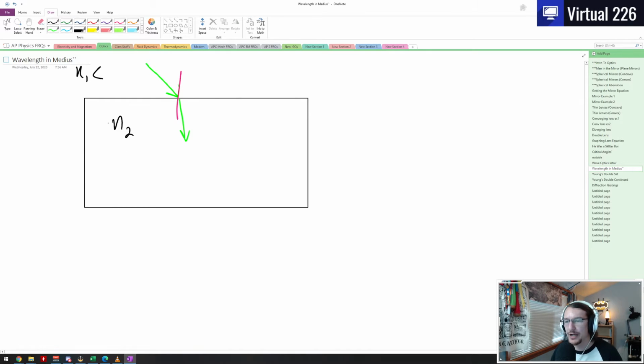These are the indexes of refraction here, and we found an equation from this which states that n1 sine theta 1 equals n2 sine theta 2. This was Snell's Law, and these angles, if you remember, are from the laser light to the normal line. So that's what we have.